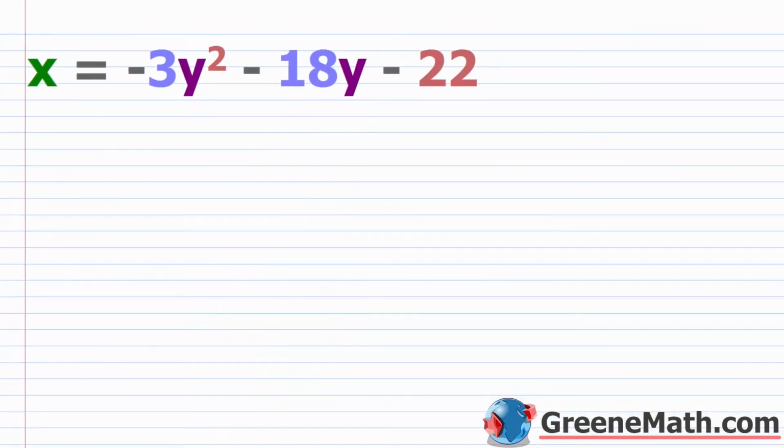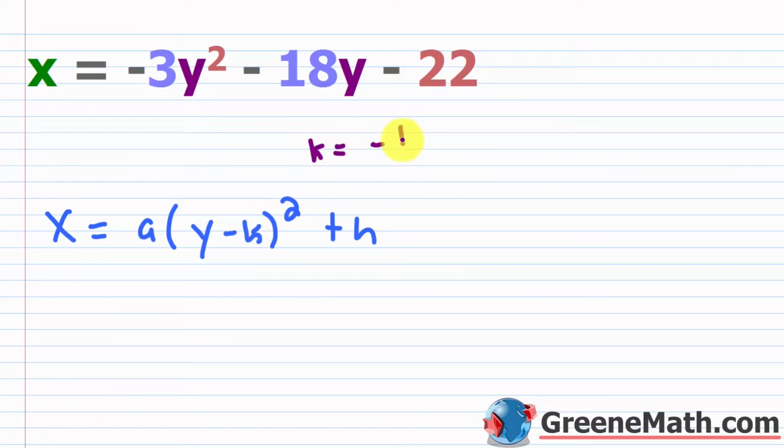All right, let's just look at one more of these. I think this is something that you definitely will understand, especially if you already know how to graph a vertical parabola. It's basically the same process. So we have x equals negative 3y squared minus 18y minus 22. Okay. Again, if I want the format of x equals a times the quantity y minus k squared plus h, all I need to do to get my k value is say it's negative b over 2a, okay? So what is b?